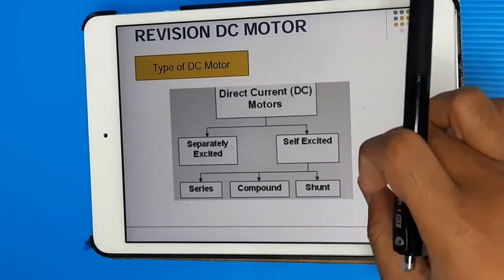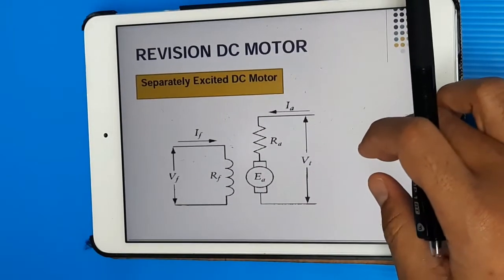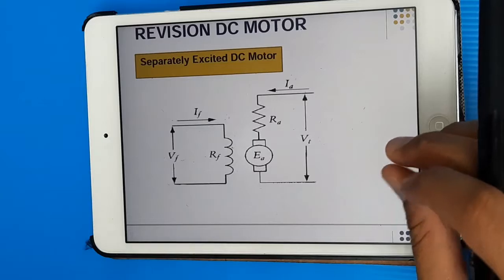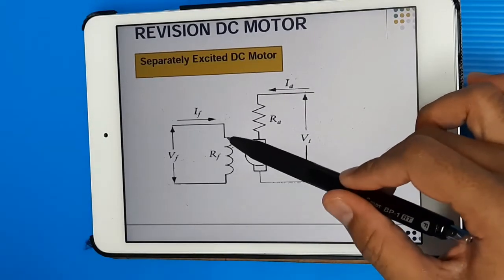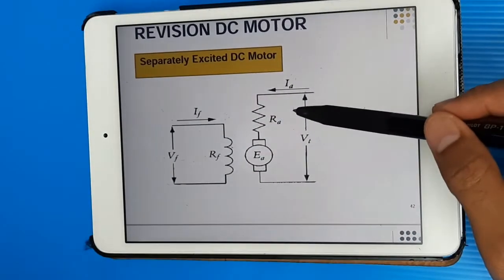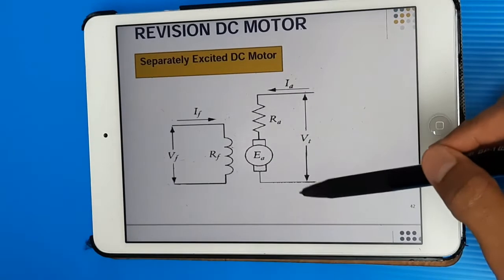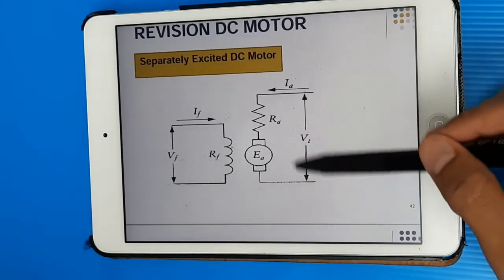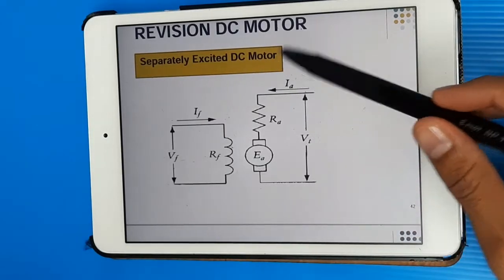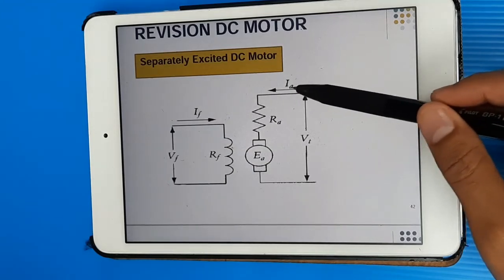For the separately excited DC motor, this is the circuit representing it. We have the field circuit, and then this is the armature circuit. The armature circuit consists of RA and EA, and then this is our voltage supply, V terminal. One more thing you have to know: for a separately excited DC motor, IL, which is our line current, is similar to IA.